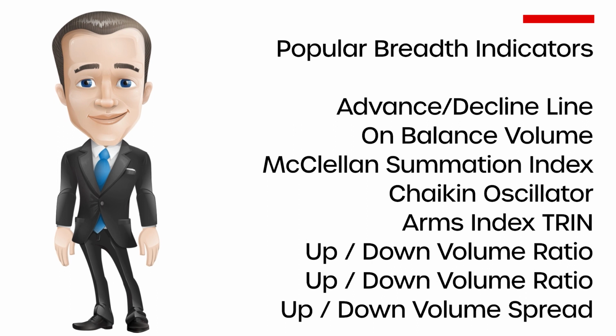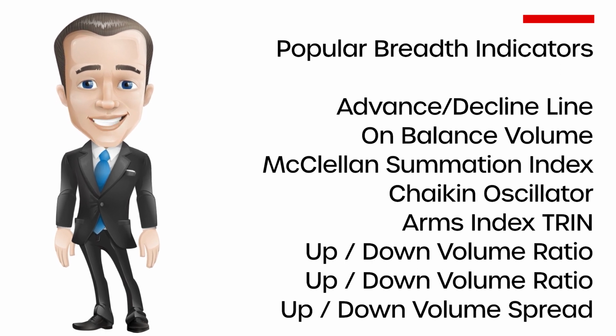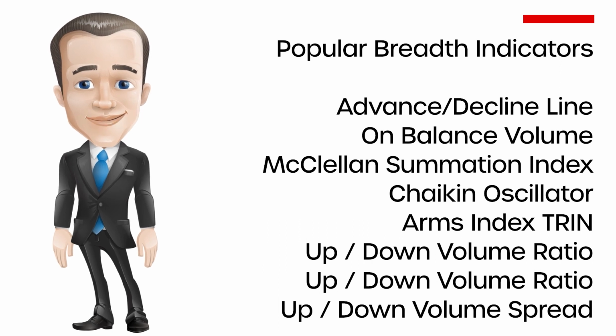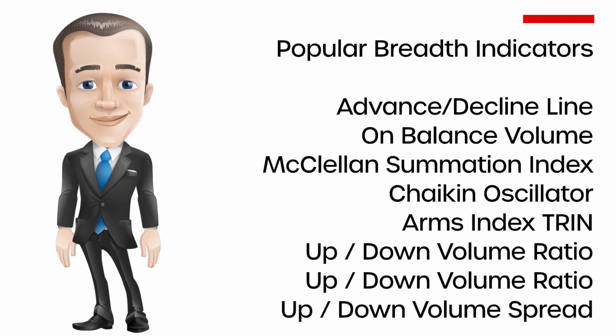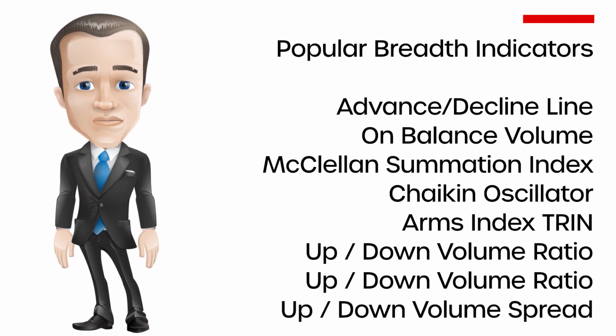Some other popular breadth indicators aside from the advance-decline line include on-balance volume, which focuses on adding or subtracting volume based on whether a stock or index closed above or below the prior closing price. The McClellan summation index. The ARMS index, or TRIN, which looks at the ratio of advancing to declining stocks divided by the ratio of advancing to declining volume. The Chaikin oscillator, which oscillates based on volume and price moves. Up and down volume ratio, which is rising stock volume divided by falling stock volume. Up and down volume spread, which is up volume minus down volume.